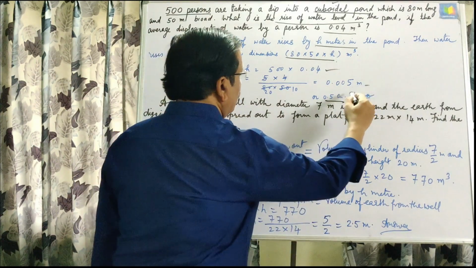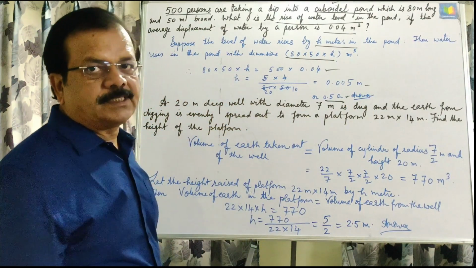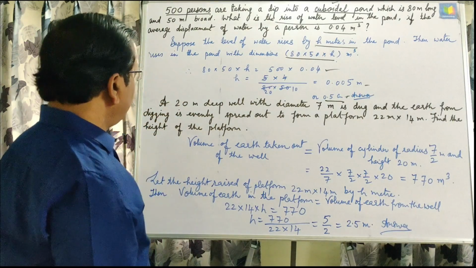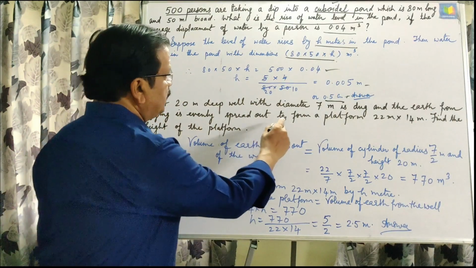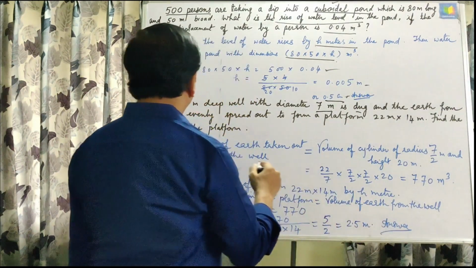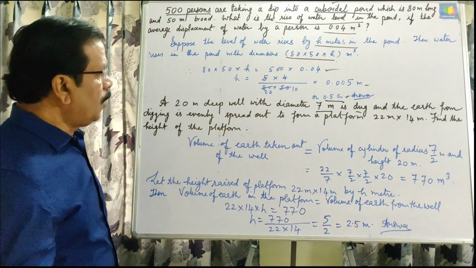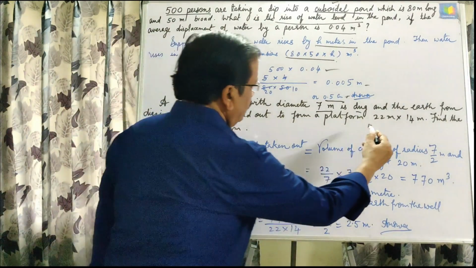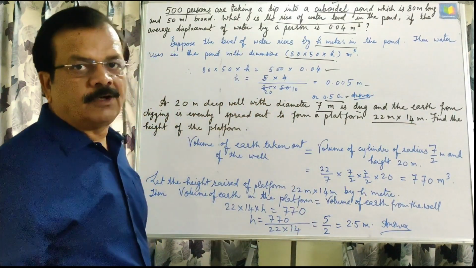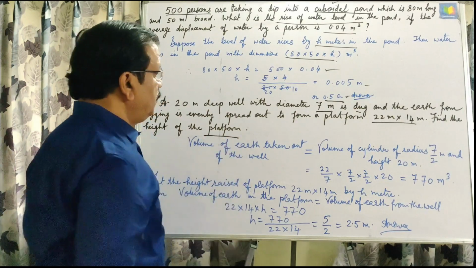Units are very important in all the questions of surface area and volumes. Now next question. A 20 meter deep well with diameter 7 meter is dug, and earth from the digging is evenly spread out to form a platform of this. Again, height is missing of this platform, and we have to find the height of the platform.